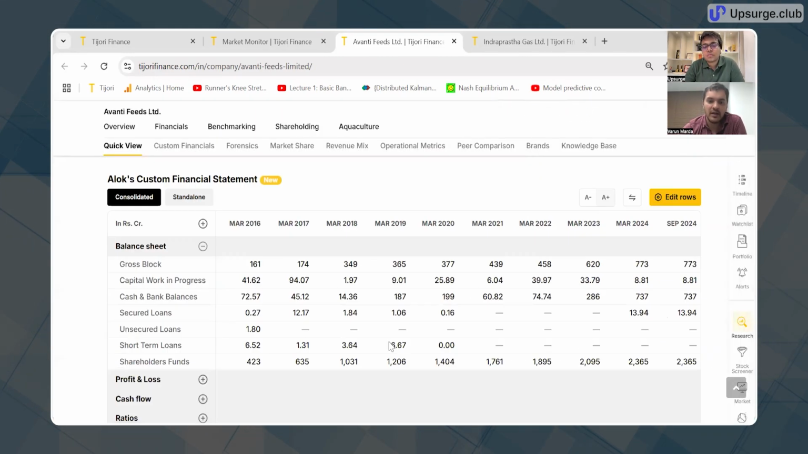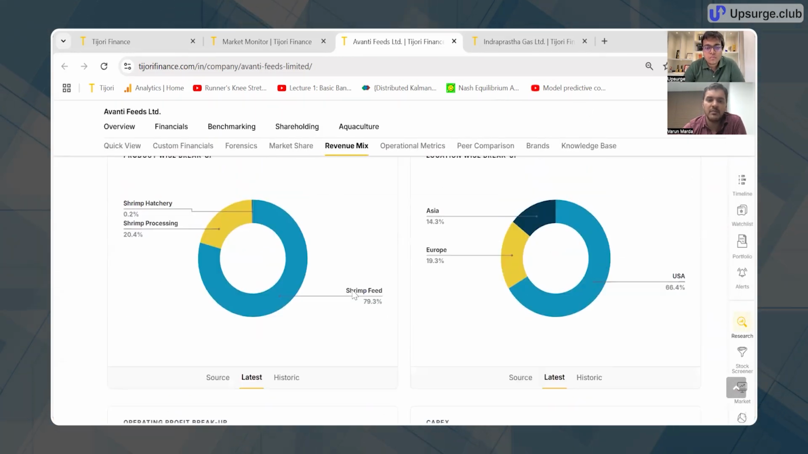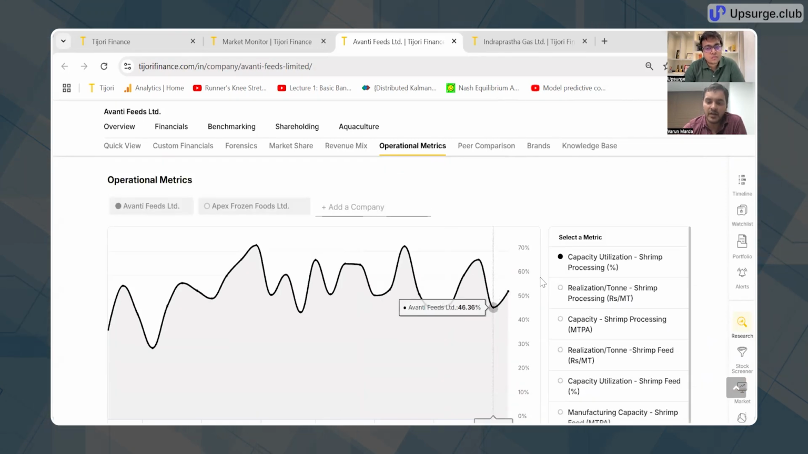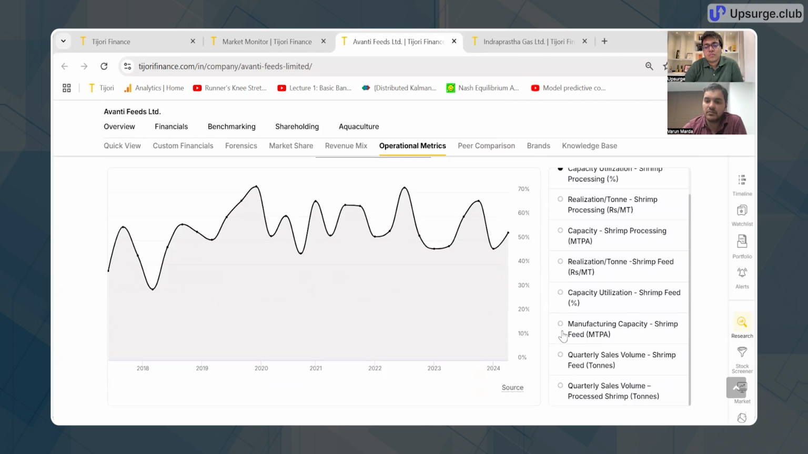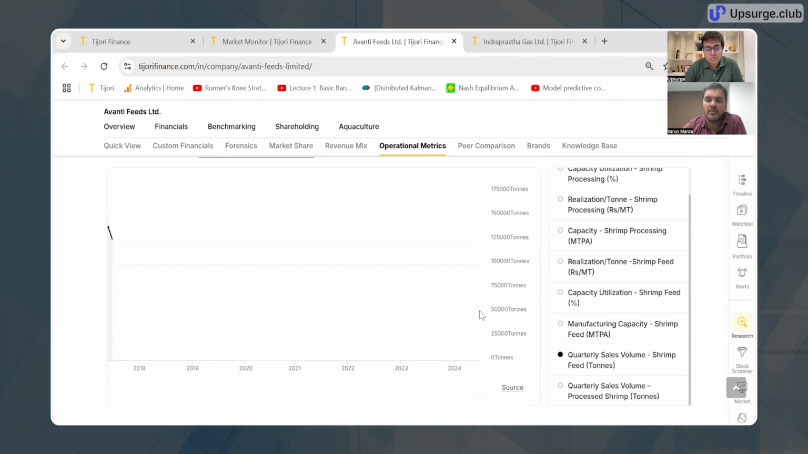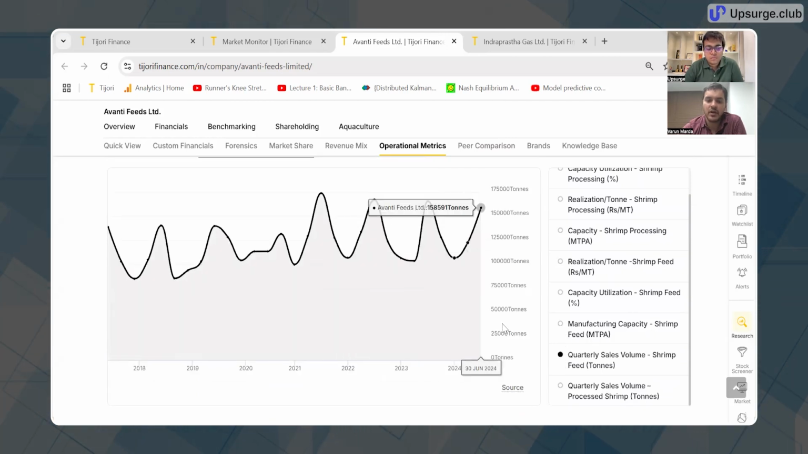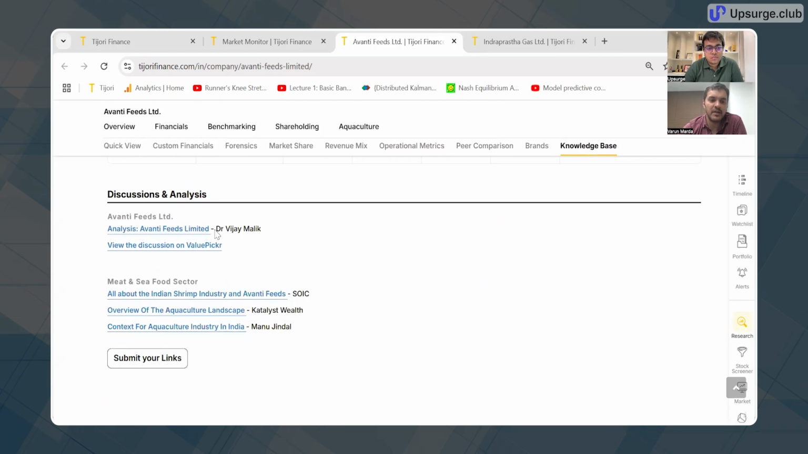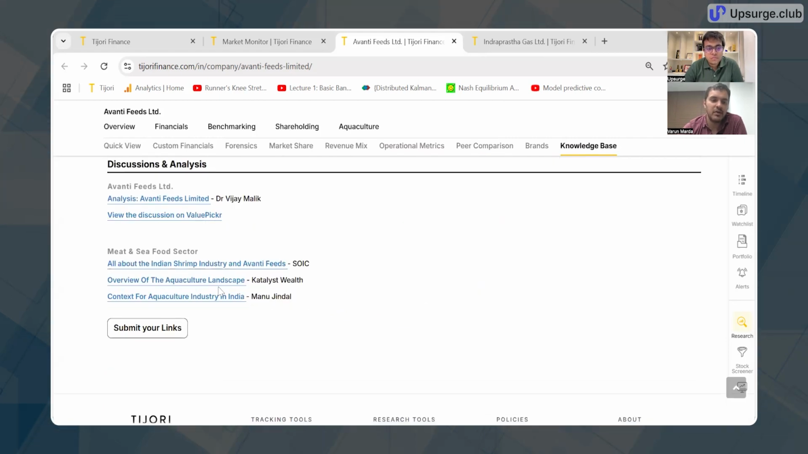Then you will go read about what this company actually does, look at its operational metrics, how much, okay, maybe it's selling less, volumes are going down, read about the company here, read about the sector here in case you haven't heard about it, and that's the usual flow that happens.